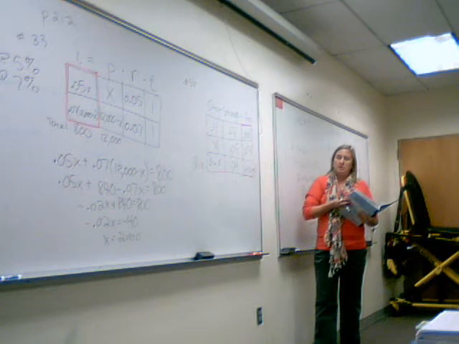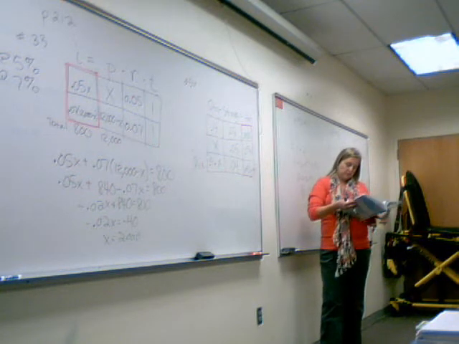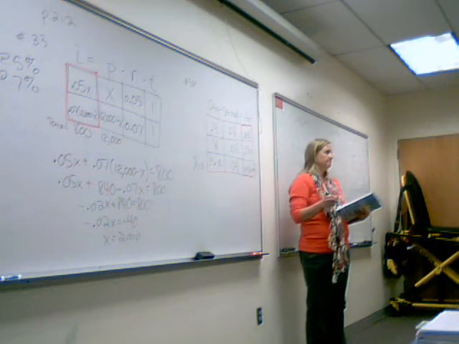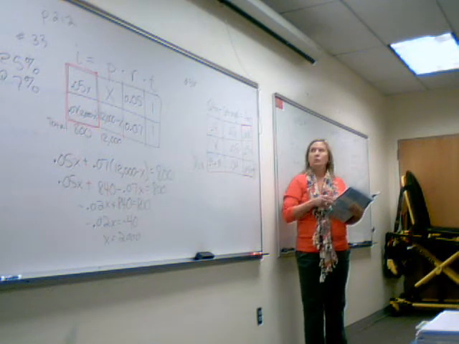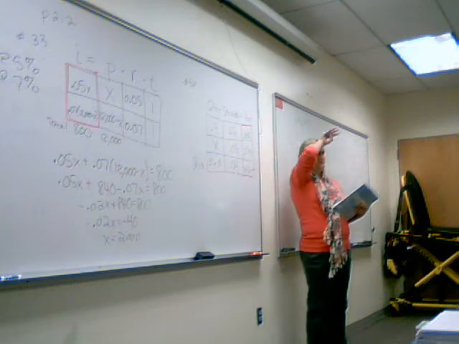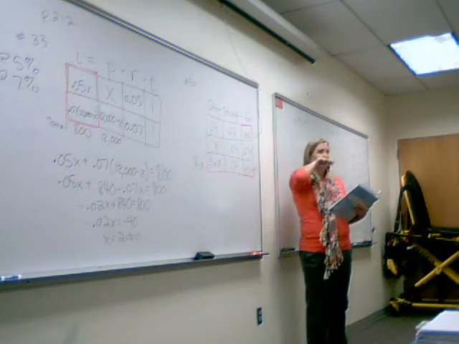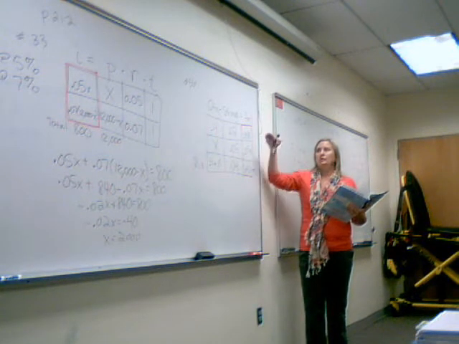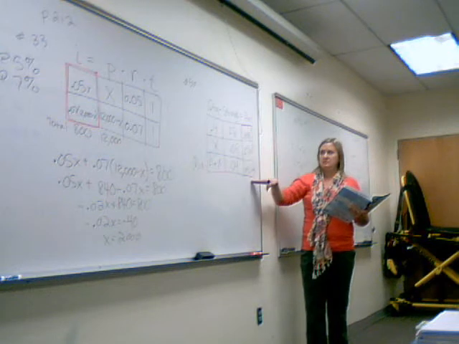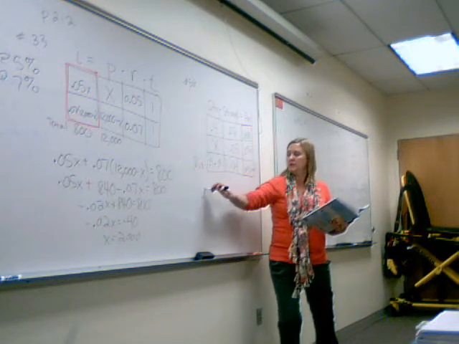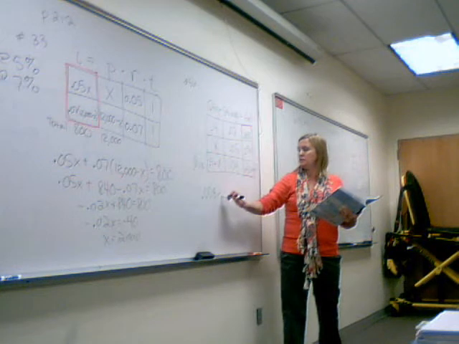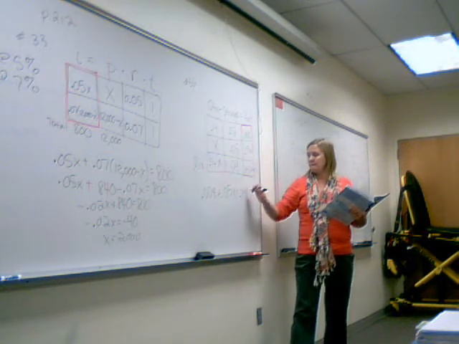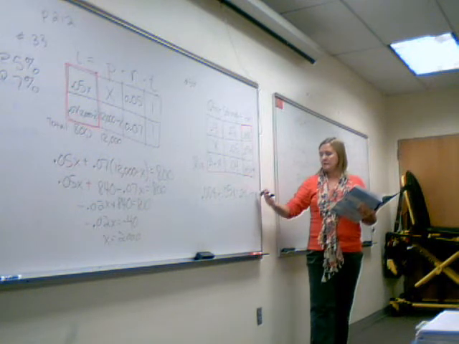To solve my problem, I have to write an equation. What should my equation be? Well, how am I going to use my magic box to write an equation? 0.008 plus 0.05x equals the mixture. The first plus the second gives me the mixture. So 1 plus 2 equals the mix. That makes sense.